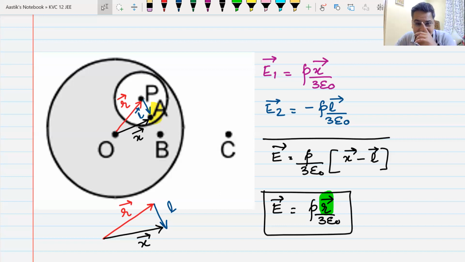It is uniform inside the hole, beta. But we are not talking about the hole now. We are now talking about the center of the original sphere. That is the point that we are concerned about right now. I hope you understand this.